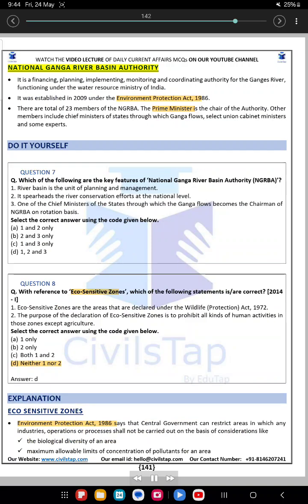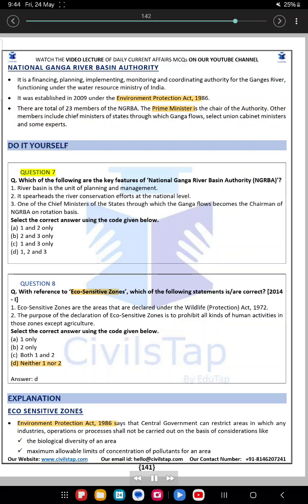National Ganga River Basin Authority. It is a financing, planning, implementing, monitoring and coordinating authority for the Ganges River, functioning under the Water Resource Ministry of India. It was established in 2009 under the Environment Protection Act, 1986. There are a total of 23 members of the NGRBA. The Prime Minister is the chair of the authority. Other members include Chief Ministers of states through which Ganga flows, select Union Cabinet Ministers and some experts.